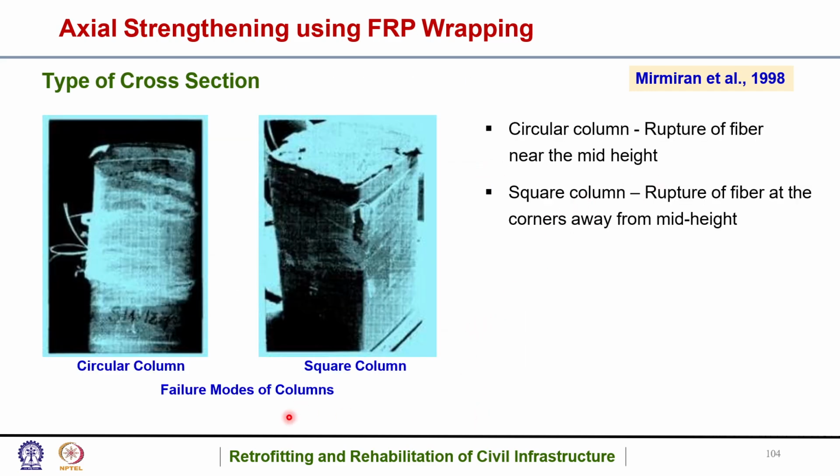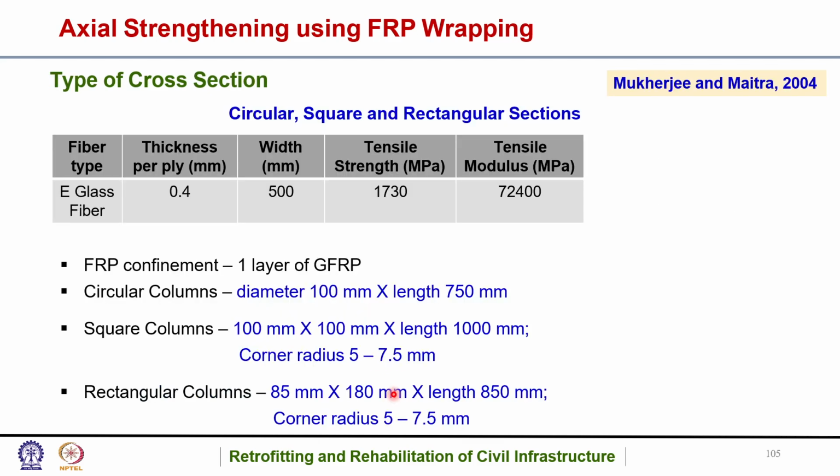So this was the failure modes of both the columns. In the circular column, rupture of fiber near the mid height had taken place, whereas in the square column, rupture of fiber occurred at the corners, away from mid height. So that was the difference.